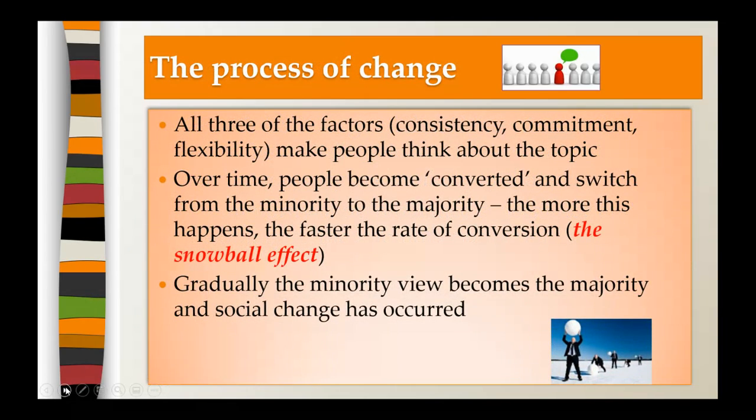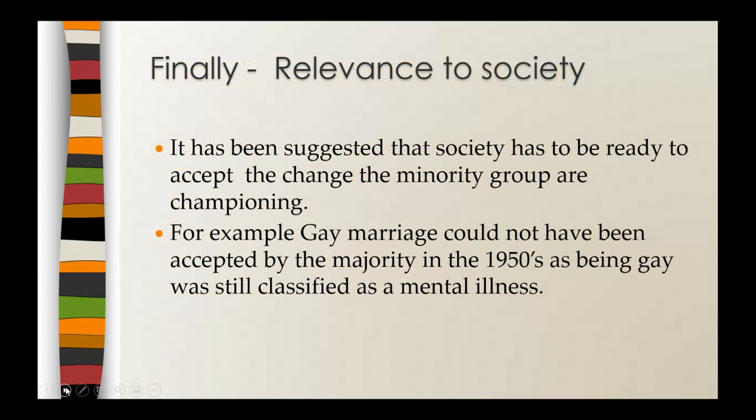And then you've got the process of change. So all of these factors make people think about the topic that the minority are proposing. And over time, people can become converted and switch from the minority to the majority. And the more this happens, the faster the rate of conversion. And it's something called the snowball effect. So the snowball effect is where a minority has an influence, and gradually over time, that minority becomes the majority. And that's usually when social change has occurred.